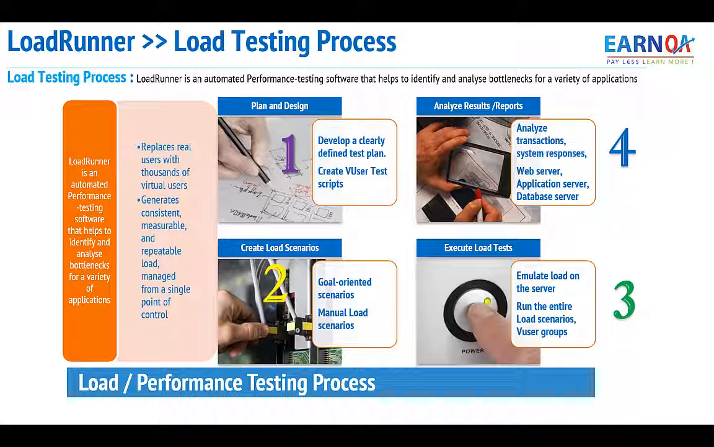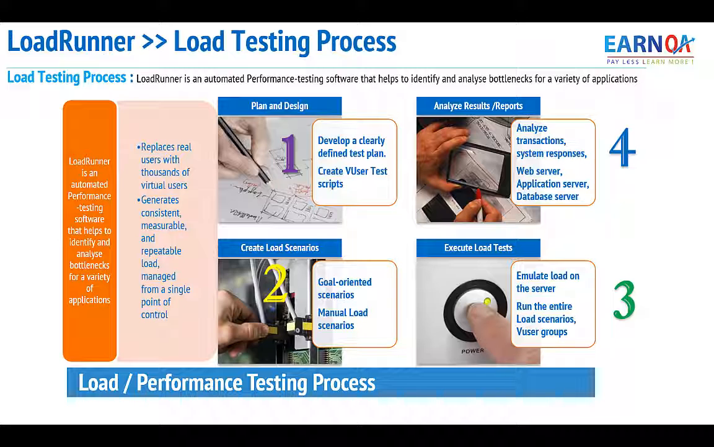Once we have this, we would create the LoadRunner scenarios. What if I wanted to run this business scenario with 500 users? What if I wanted to calculate the number of transactions? What if I wanted to calculate the throughput, the response time, the number of hits? Based on these parameters, we would create the load scenario. Once the load scenario is created, we would simulate the number of virtual users and then we execute.